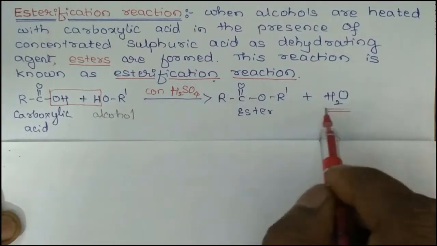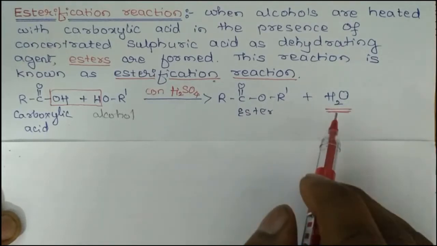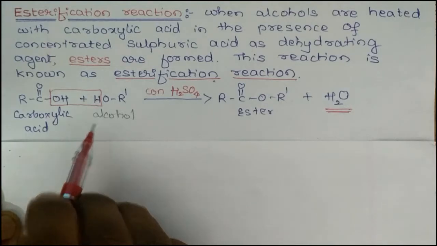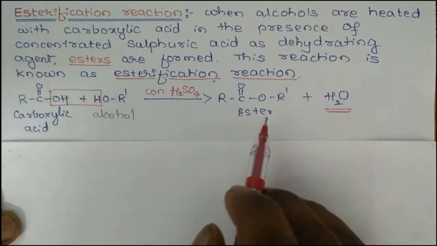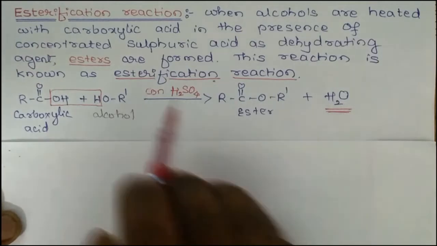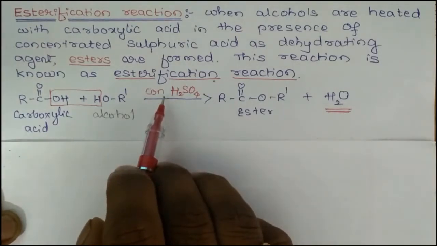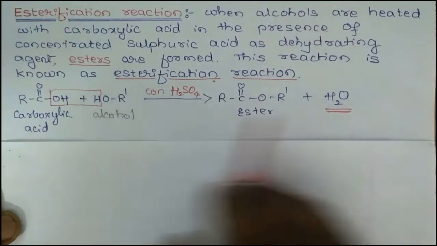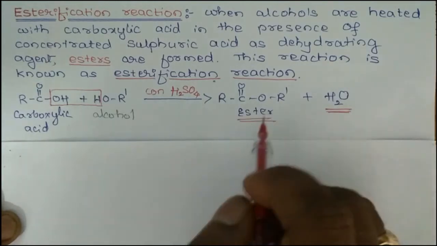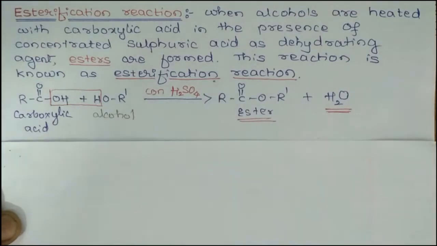Sulfuric acid is added to remove water. Otherwise this ester reacts with water and you are going to get carboxylic acid and alcohol. Backward reaction takes place too. If water molecule is removed by using dehydrating agent such as sulfuric acid, dehydrating agent meaning the chemical which removes moisture or water molecule, then you are going to get ester. This reaction is known as esterification.